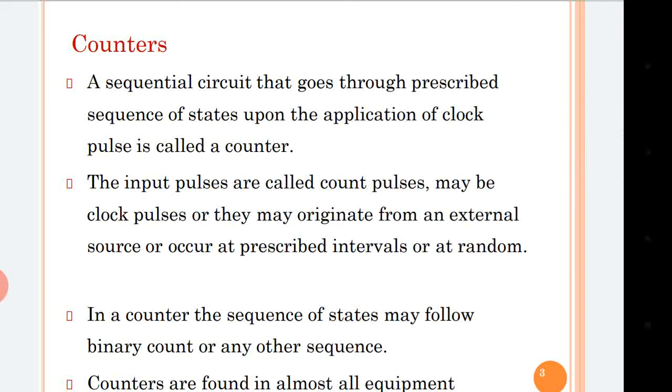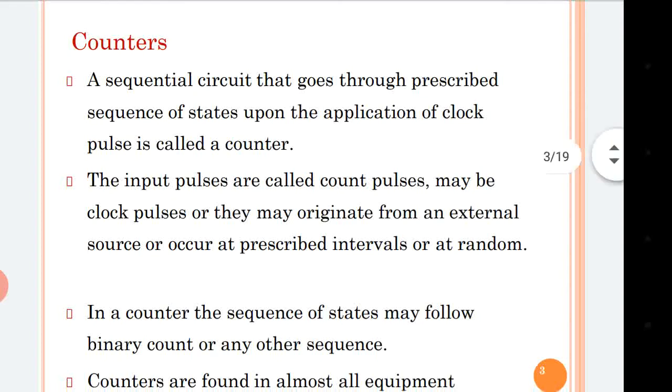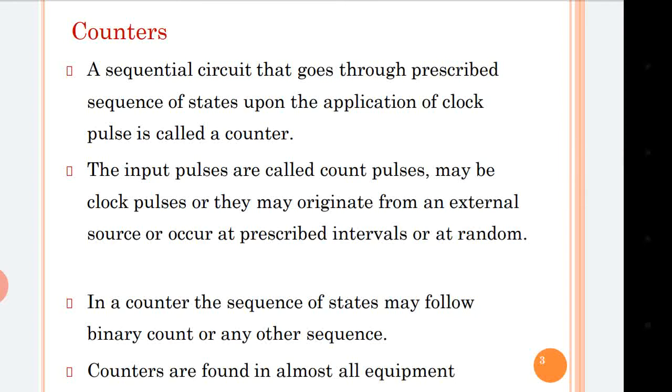A counter in digital electronics is a circuit which is used to count clock pulses. A sequential circuit that goes through the prescribed sequence of the states upon the application of the clock pulse is called a counter. Basically, it will count the clock pulses, and the clock pulses are also called the count pulses.